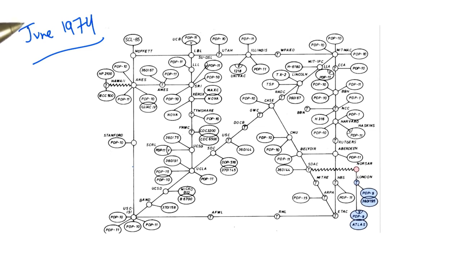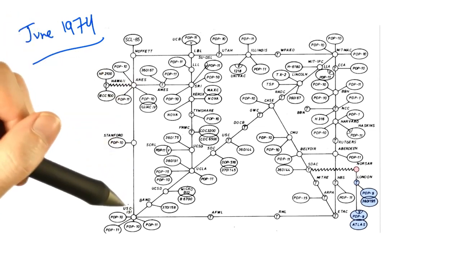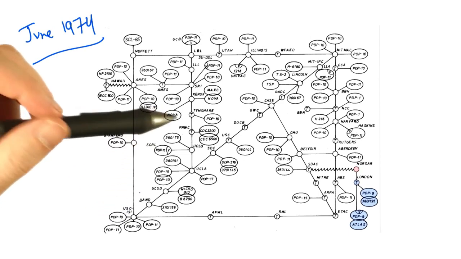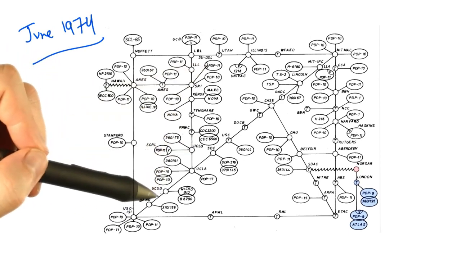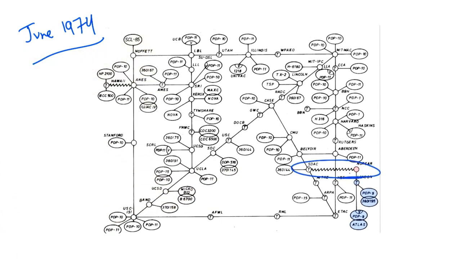Here's a picture of the Arpanet in June 1974, and you can see not only some additional networks that have come online, but also a diagram of the machines that are connected at each of the universities. You can also see a connection here between the Arpanet and NPLnet.